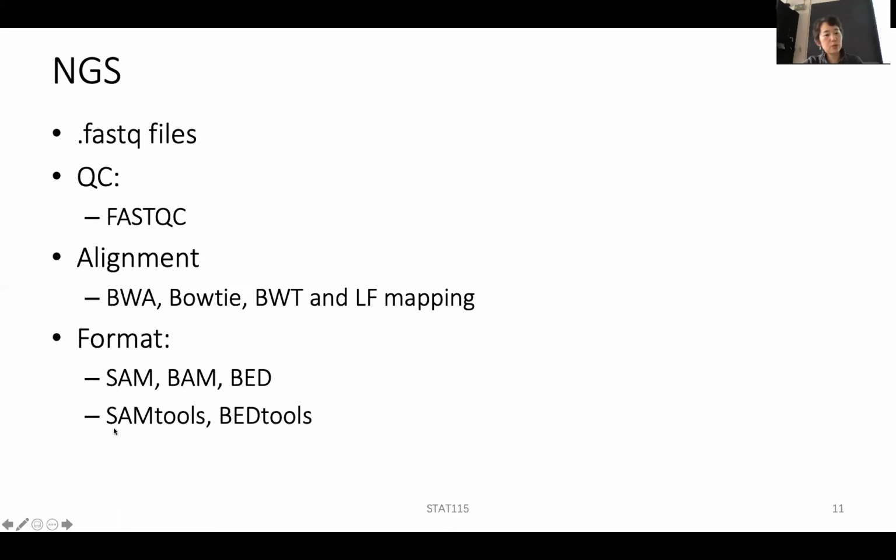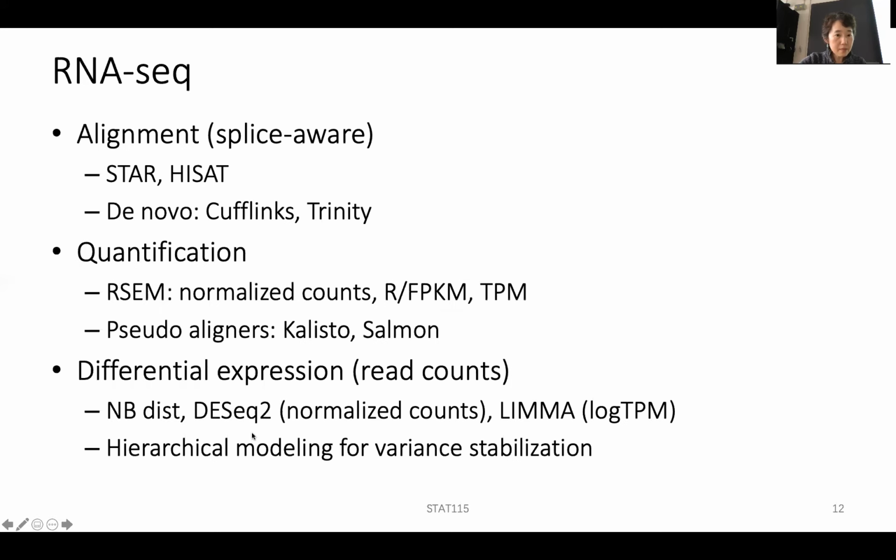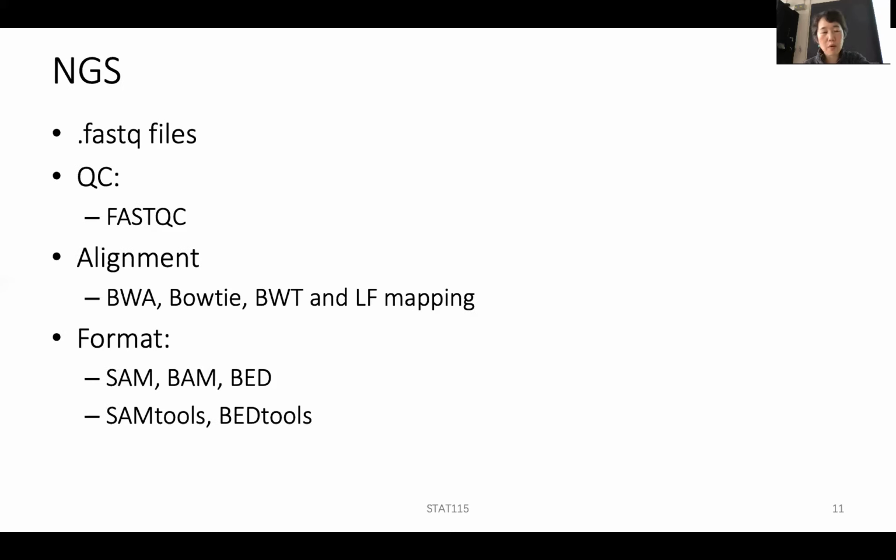And there are also tools like SAMtools or BEDtools which can manipulate SAM files and BED files. By the way, we will be discussing more of this part in the second module. That's when you really use BWA.